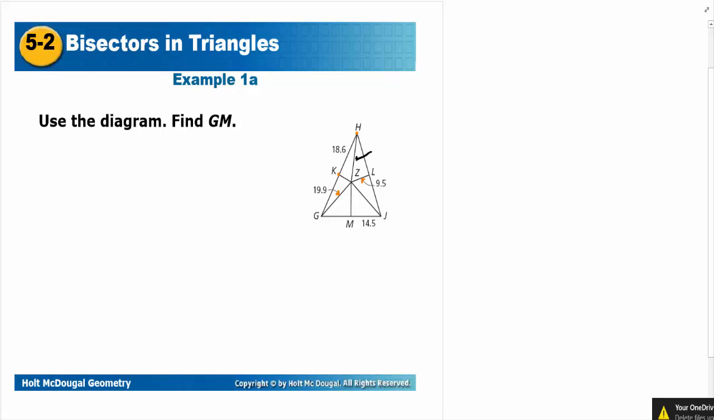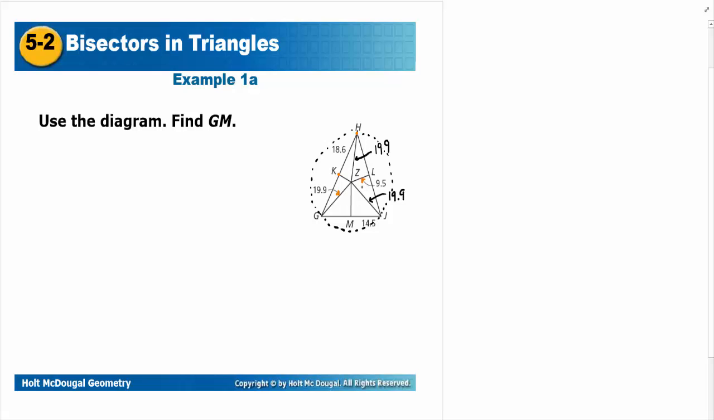Let's say they told us that that segment was 19.9, and they told us that this segment was 19.9. And because they gave us that, it looks like I should be able to draw a circle, what would be called a circumscribed circle, around that triangle. Well, if I can do that, because again, let's assume they gave us this.